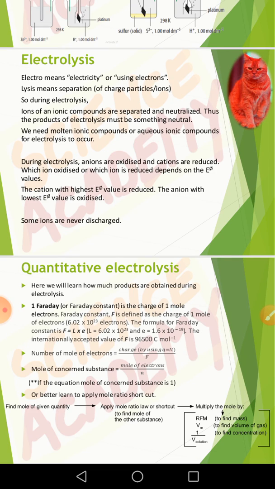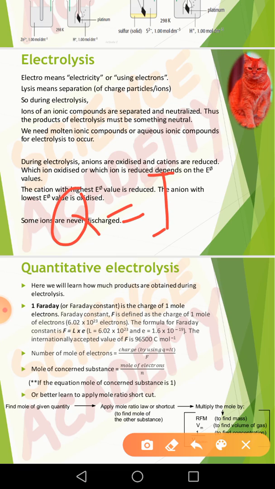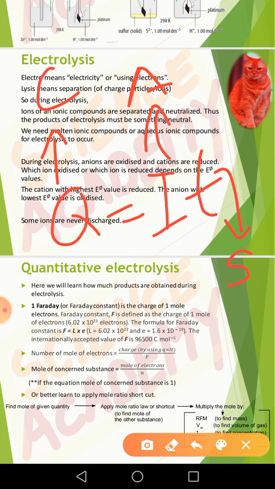So just follow some steps. First, you will be provided with a current value or a charge value, so find the charge value from the current. You know the equation, Q is equal to IT, isn't it? I must be in ampere and T must be in seconds. So Q is equal to IT. From here you will get the charge, and the unit of charge is coulomb.